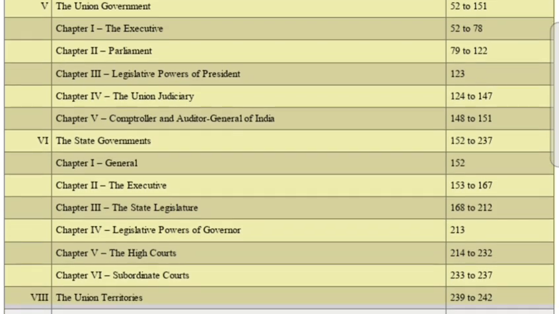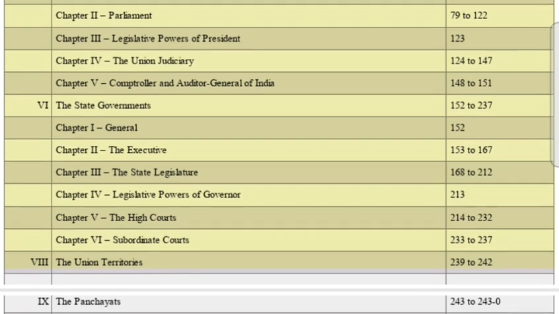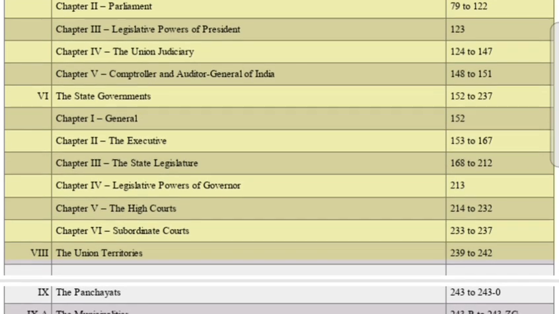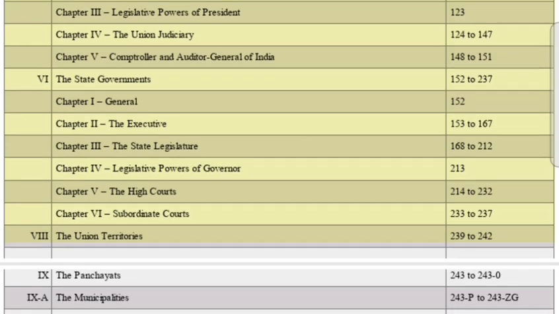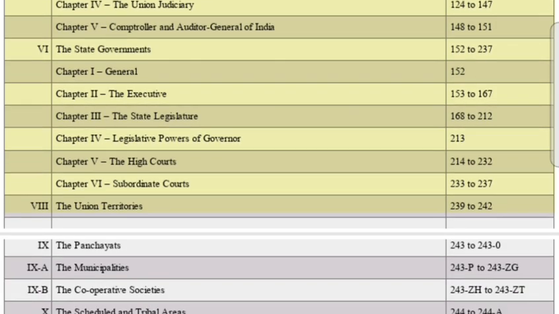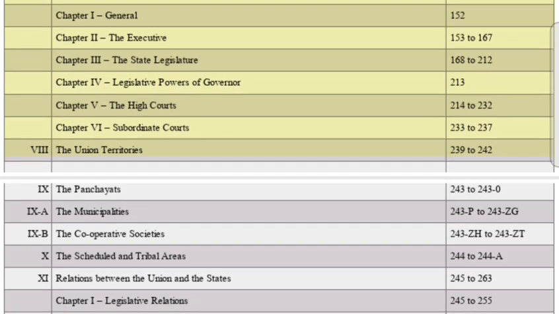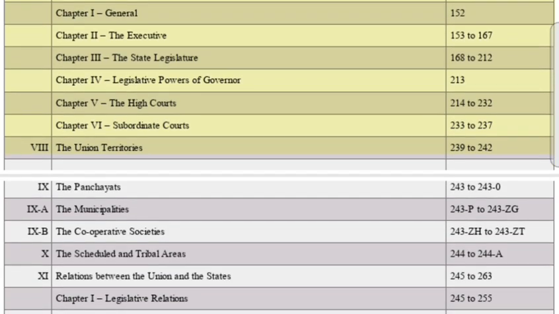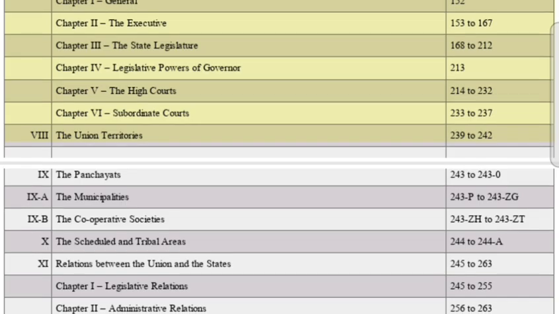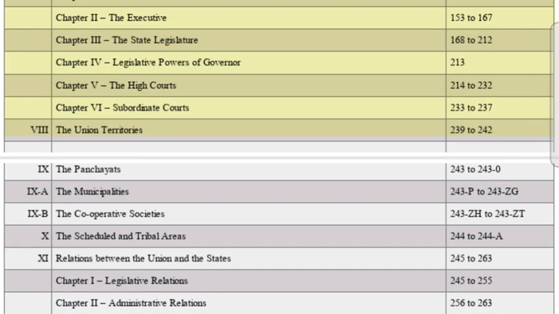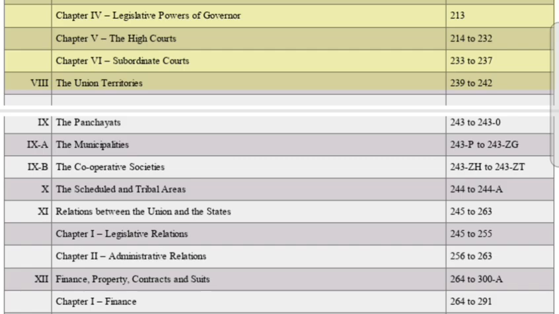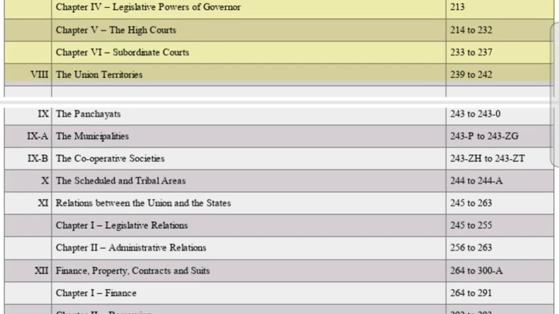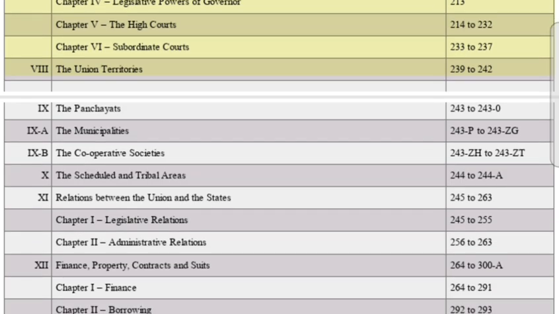Part VI, The State Governments, 152 to 237. Chapter 1, General, 152. Chapter 2, The Executive, 153 to 167. Chapter 3, The State Legislature, 168 to 212. Chapter 4, Legislative Powers of Governor, 213. Chapter 5, The High Courts, 214 to 232. Chapter 6, Subordinate Courts, 233 to 237. Part VIII, The Union Territories, 239 to 242.